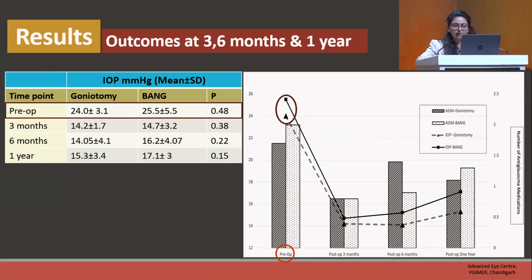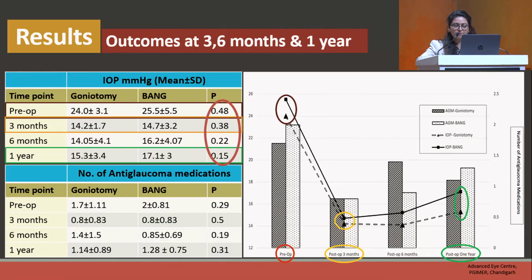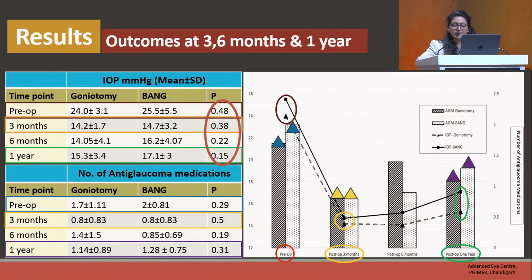The intraocular pressure at the outset was 24 and 25.5 in the goniotomy and BANG group respectively, and at the end of 1 year, we can see that it had decreased to 15.3 and 17.1, but both of them were statistically similar at all the follow-ups. Similarly, for the number of anti-glaucoma medications, at the beginning it was 1.7 and 2 in the goniotomy and the BANG group, and at 1 year of follow-up, it had decreased to 1.14 and 1.28 with no statistical difference.